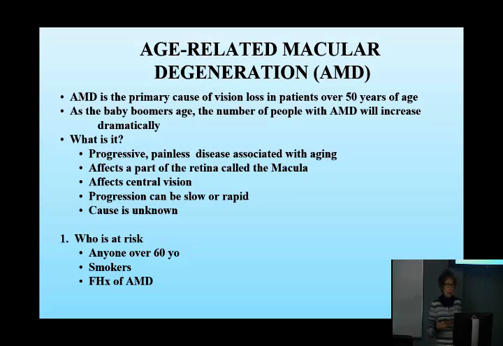What is it? It is a progressive painless disease. It affects the part of the eye called the macula. The macula is responsible for your central vision. So it is the most important part of our retina, and that is the part that this affects. And it basically is cell damage.